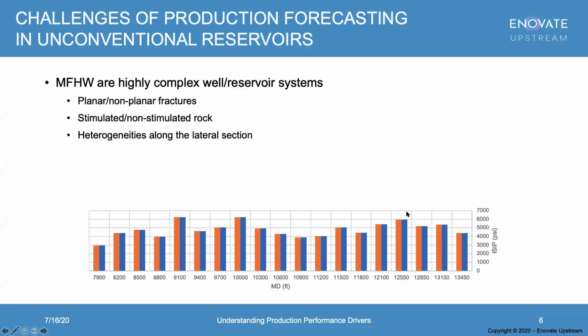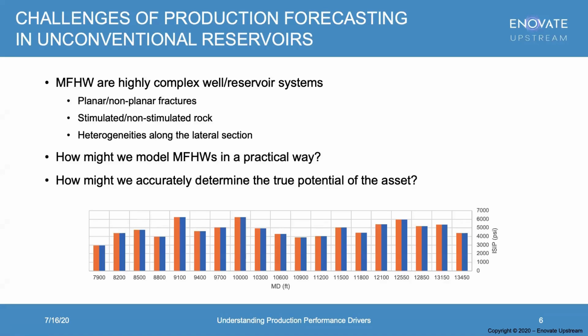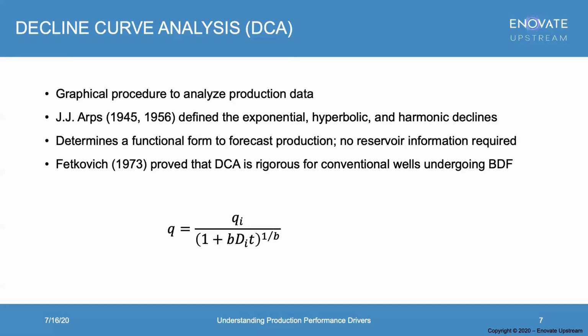So it's like you are dealing with 19 vertical wells with one fracture each. It is very difficult in principle to put them all together into a single model for analysis. That complicates things even further. So how can we model multi-fracture horizontal wells in a practical way without losing accuracy, while undergoing boundary dominated flow?